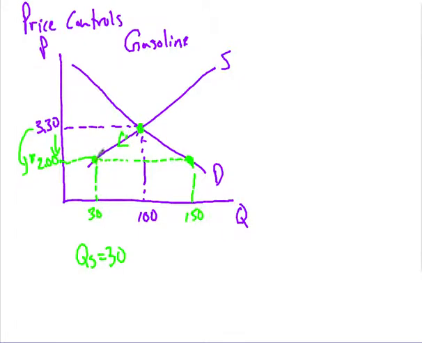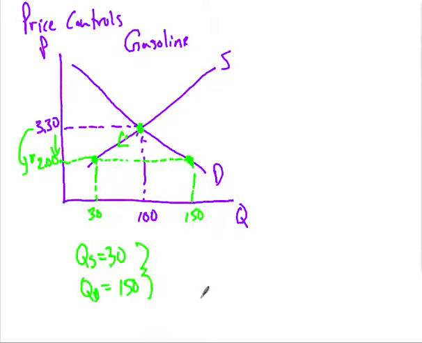And so the producers of gasoline say, you know what, if you want to give me $2, this is all the gas that I'm going to give you. I'm not going to give you as much as before because it's costly to take it out of the ground. So anyway, the quantity supplied is 30. Now the quantity demanded, we know, went from 100 all the way up to 150.